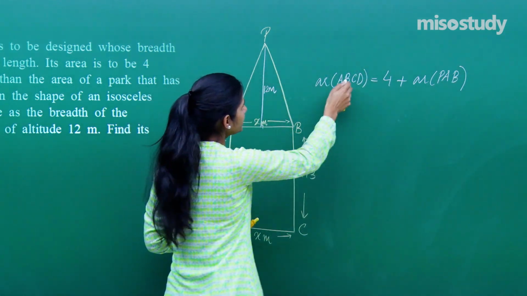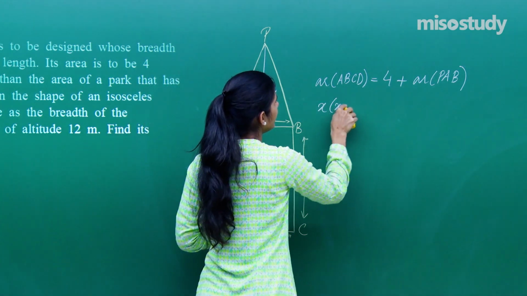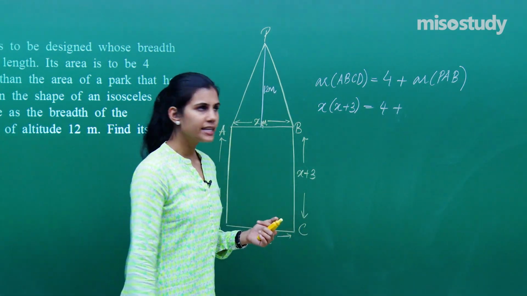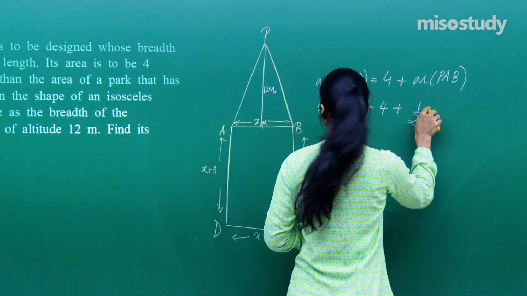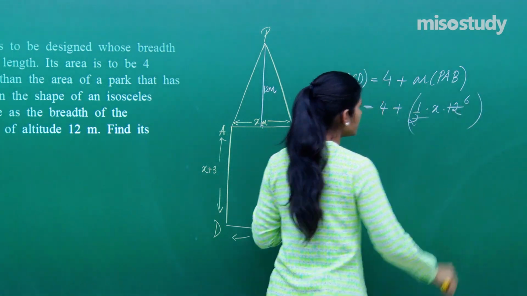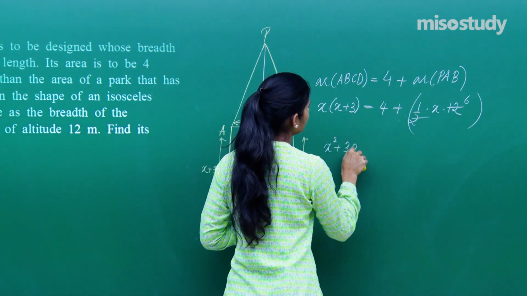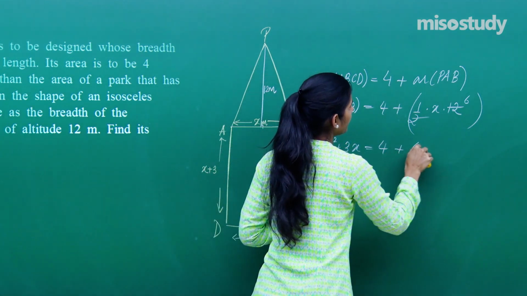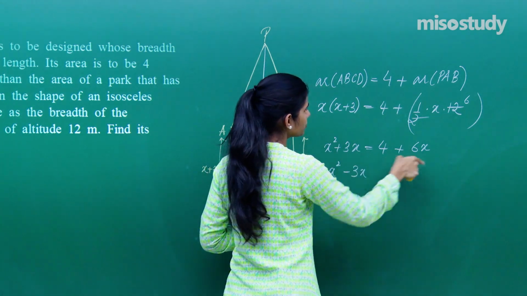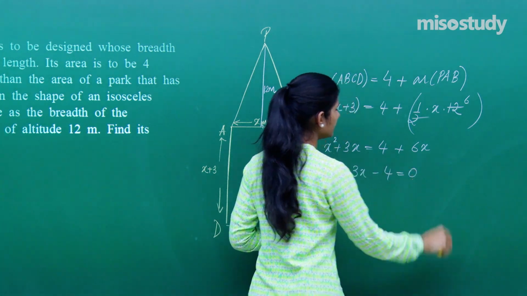What is the area of ABCD? Area of a rectangle is length into breadth. So, it is x into x plus 3 equals 4 plus half into base into height, which is the area of the triangle. So, it is half into base x, height 12. This is what you have. Let us try to solve this. This is x square plus 3x equals 4 plus 6x. So, x square minus 3x minus 4 equals 0.